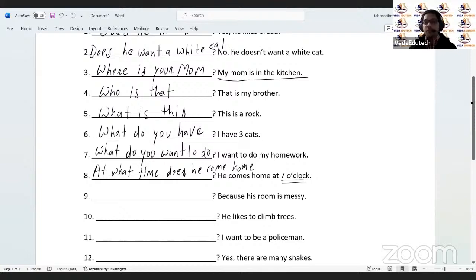Okay. In place of at what time, you can also use when. When does he come home? When do you come home? Right. So when do you come home? I come home in the evening. Okay. When does he come home? He comes home in the evening.